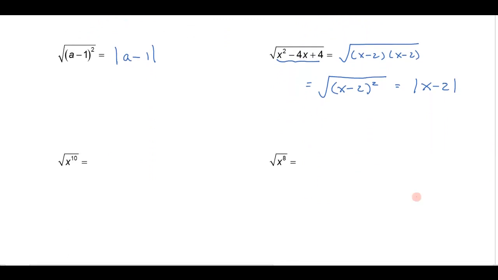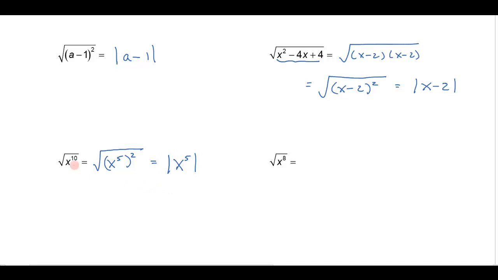Let me do just 2 more examples here. If I had the square root of x to the 10th, notice that I could write that as the square root of x to the 5th squared. And so the square root would undo this square, and that would give me, again, the x to the 5th, but I'd have to put absolute values around it.